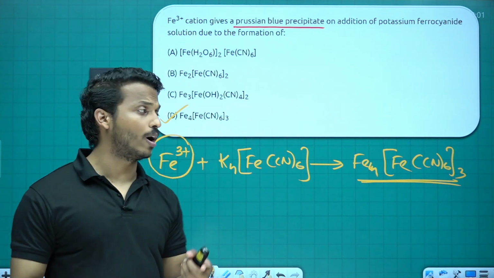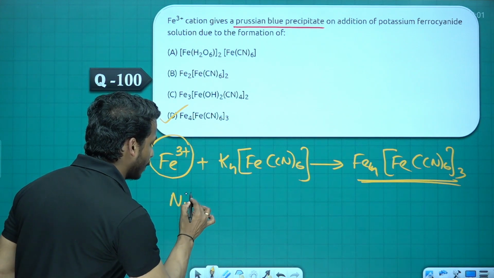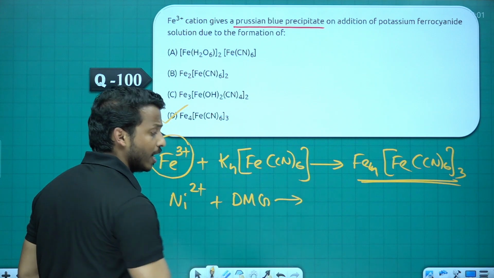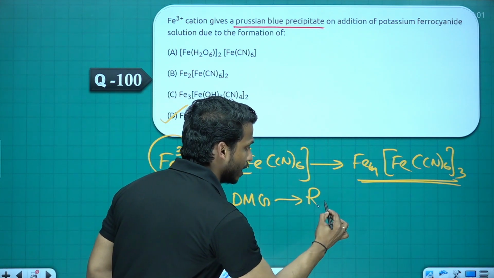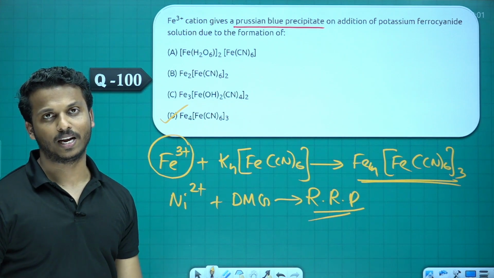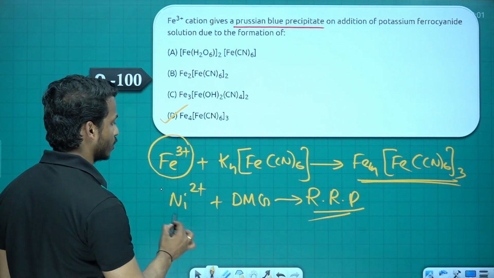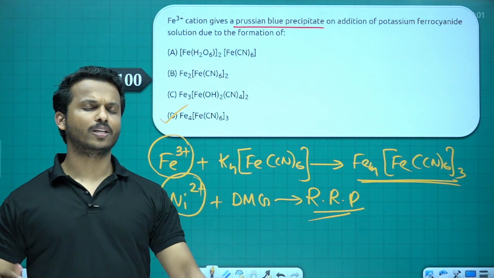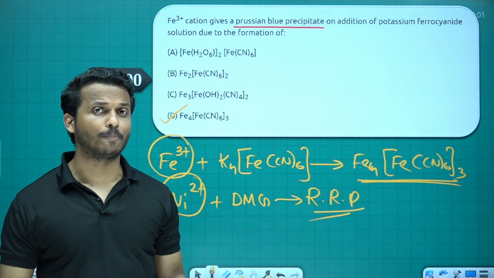One more thing you studied: how do you find nickel? Nickel reacts with DMG, dimethylglyoxime, and you will get a rose red precipitate, right? The rose red precipitate indicates the presence of nickel. We studied this under qualitative analysis. I think that covers almost the whole chapter.